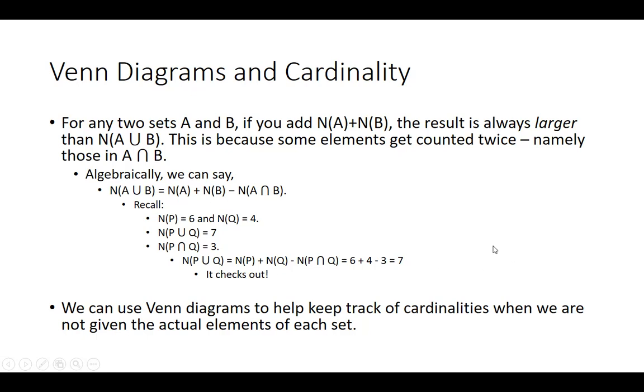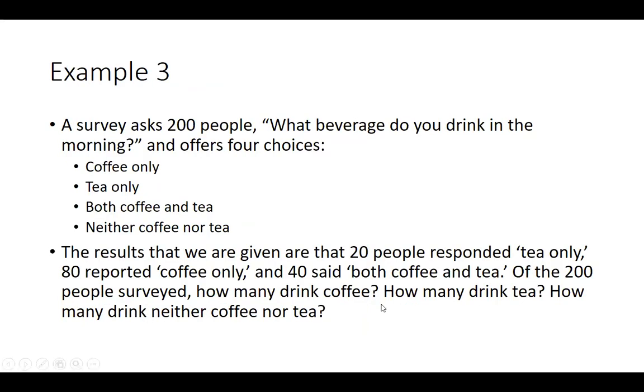We can use Venn diagrams to help keep track of cardinalities when we're not given the actual elements of each set. Example 3. A survey asks 200 people, what beverage do you drink in the morning? And offers 4 choices. Coffee only, tea only, both coffee and tea, neither coffee nor tea. So those are the 4 options in the survey.